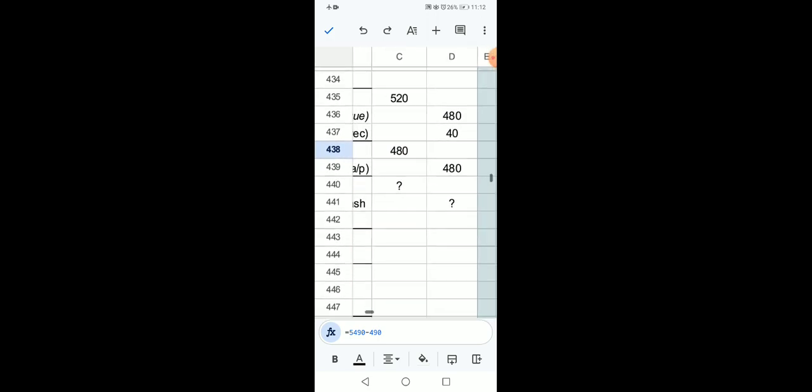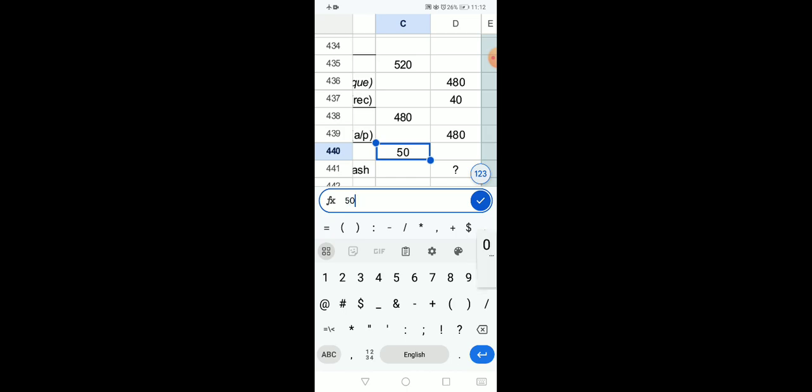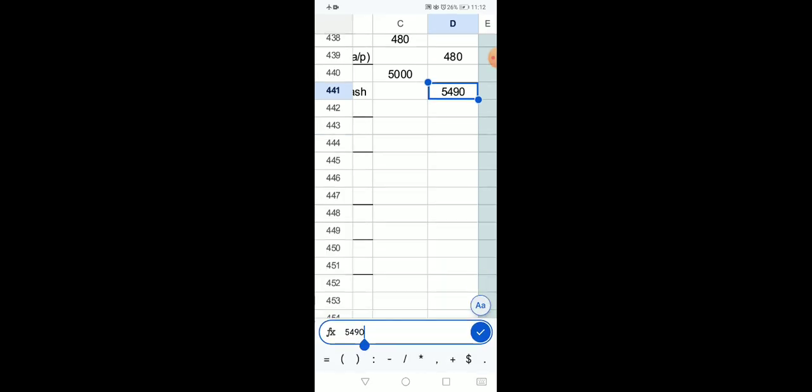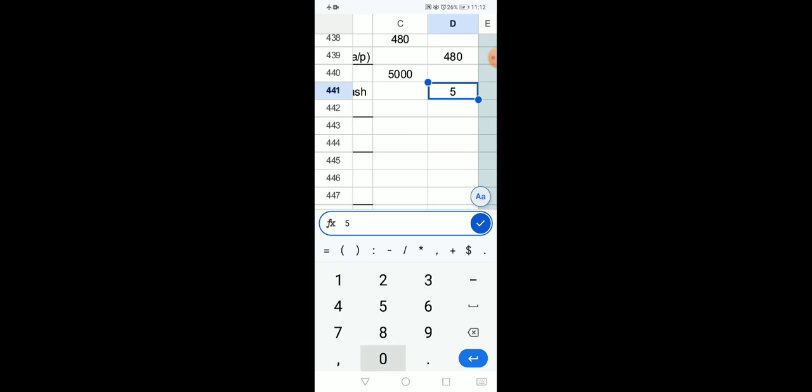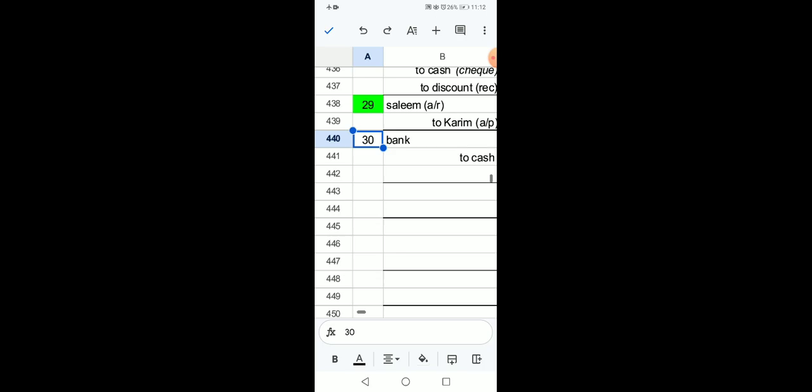So here is the time when we will replace the question mark with 5,000. 5,000 is the amount which is more than 490. So the same amount we are supposed to write on the credit side. This way your last entry has been completed, and since it's not marked as done, it is still to be posted in the cash book.